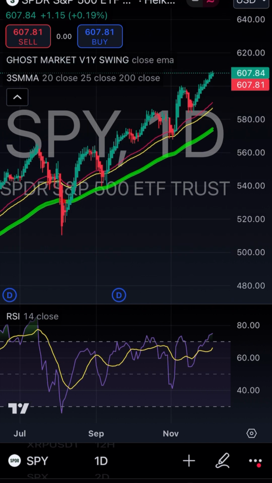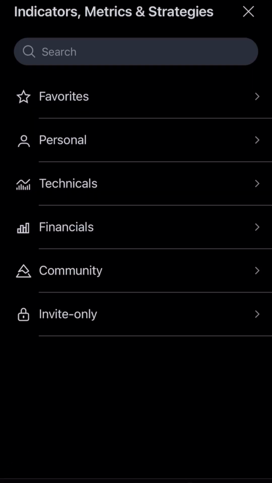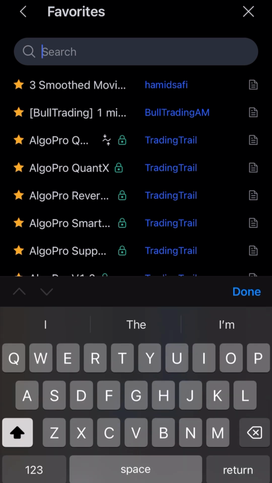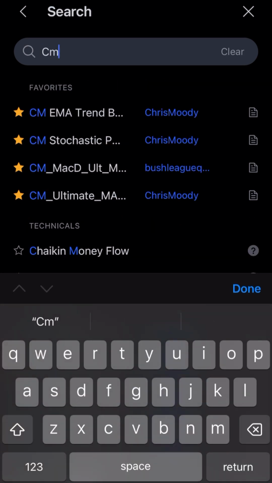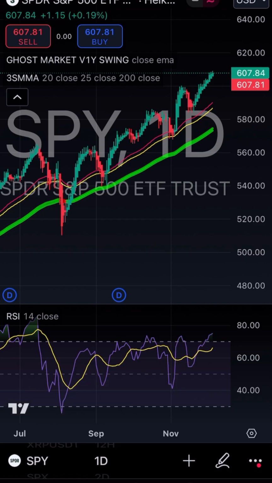But if you didn't have Ghost Market Pro, you basically would have to have 2 indicators. You go to your favorites, you have to go to CM EMA trend bars, and you would put in 90-95. You want 90-95 to be color coded so that you can get a good idea of what the direction is doing. So the requirement I would recommend is having it be CM EMA trend bars, because those are color coded.